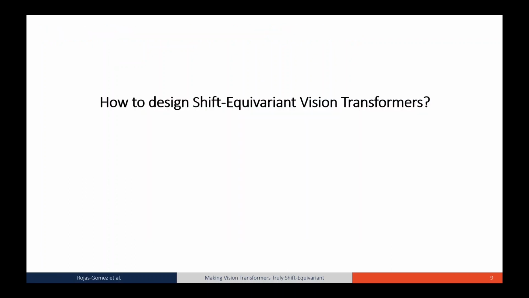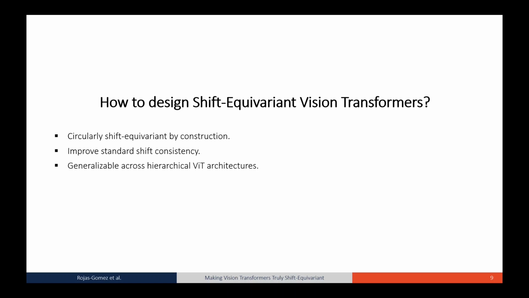So, how can we design shift-equivariant vision transformers? Specifically, we are interested in obtaining circular shift equivariance by construction. Similar to working with CNNs, the circular shift assumption is adopted to deal with the loss of information at the image edges. We also want our models to improve shift consistency under standard shifts to make them useful in practice. We also aim for a general design and focus on hierarchical ViTs based on their state-of-the-art performance. And finally, we want our models to be end-to-end trainable.